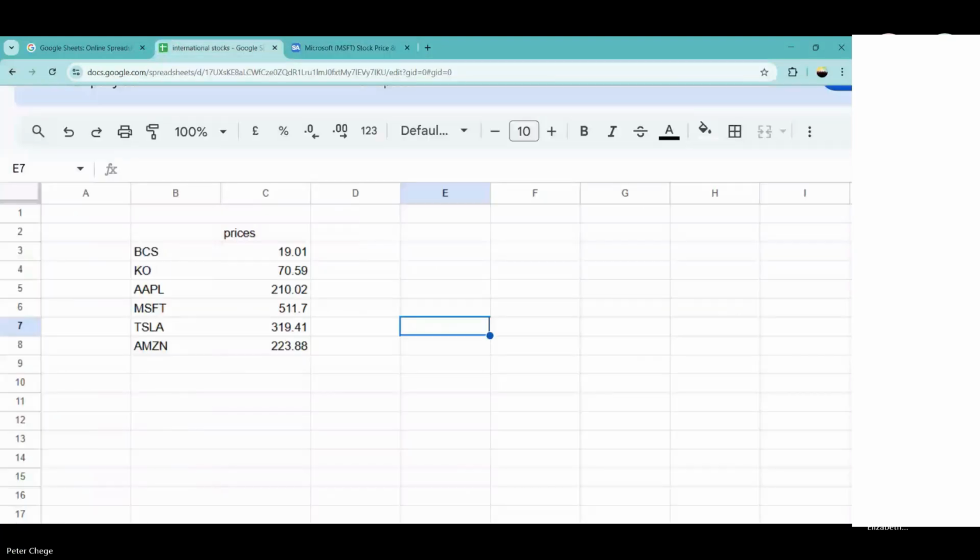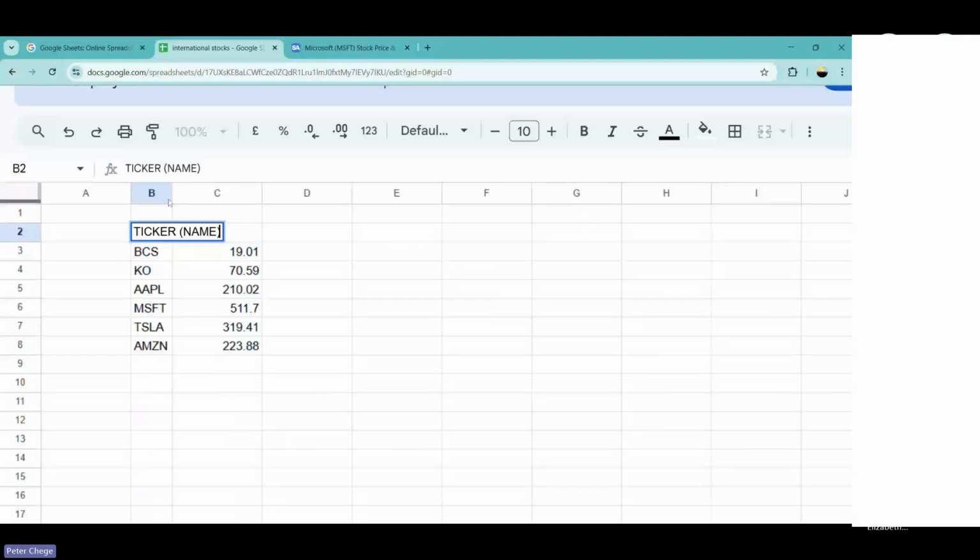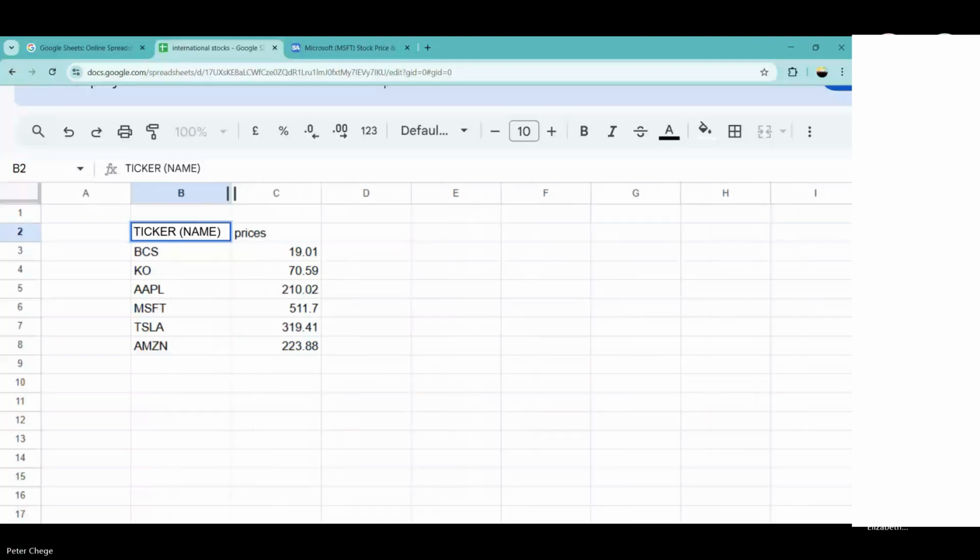So here we can call this the ticker. Remember we had our checklist, what you need in your tracker, but for now, let's call it a ticker name. It's the name of the stock, but this is a code for the stock. Then we have prices. This is current price.